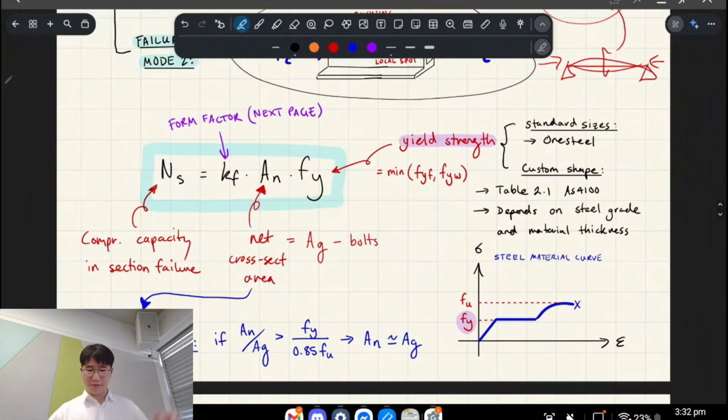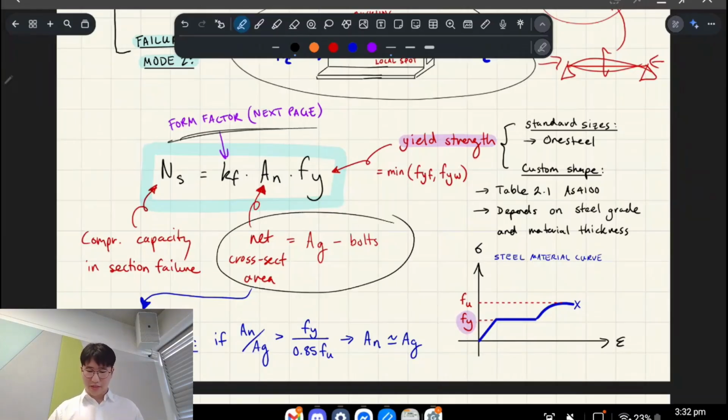Okay, so the first formula is Ns = Kf times An times Fy. So we're going to go through these one by one. Form factor is the hardest to explain, but it's also the easiest to get if you're dealing with a standard section. So I'll talk about that maybe last. An is your net cross-sectional area. So that's your gross area minus any bolts that you might have.